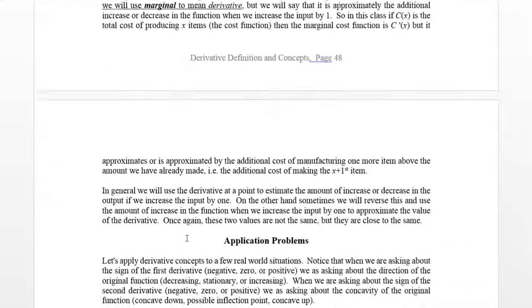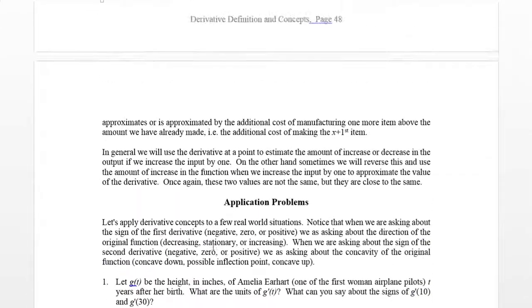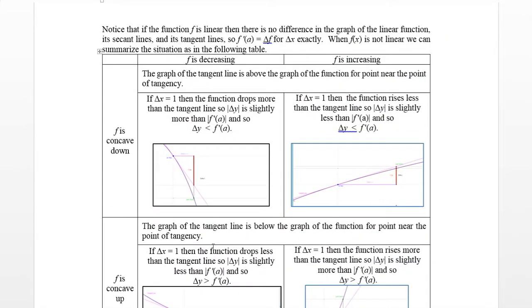And then we looked at some examples, application problems, where we put these concepts to work. I'll refer you back to the other video for that part.